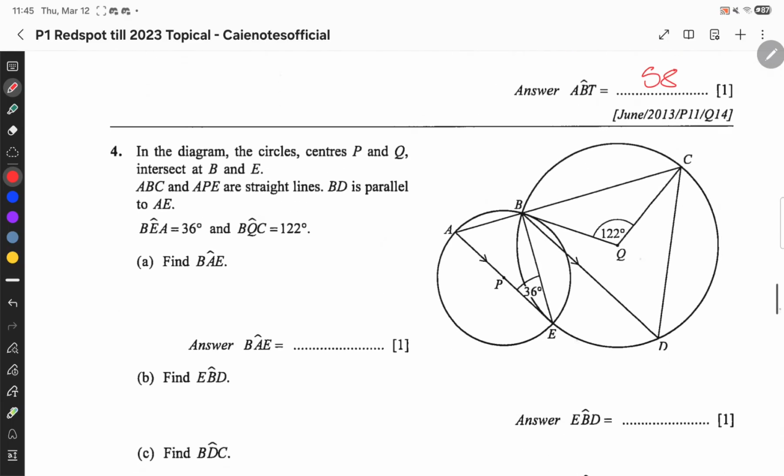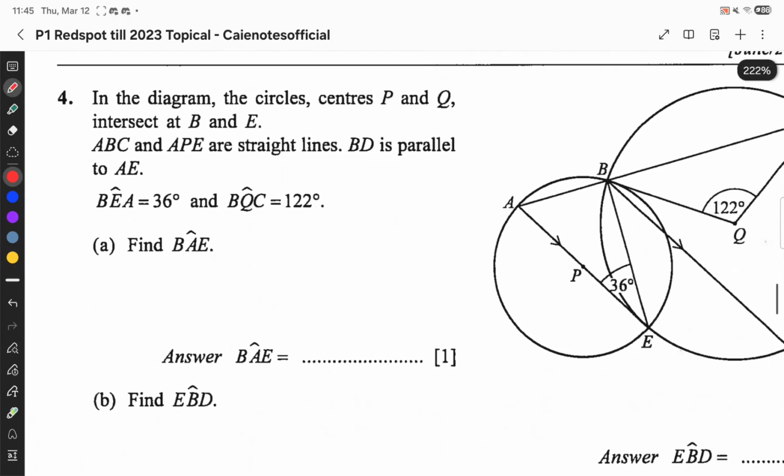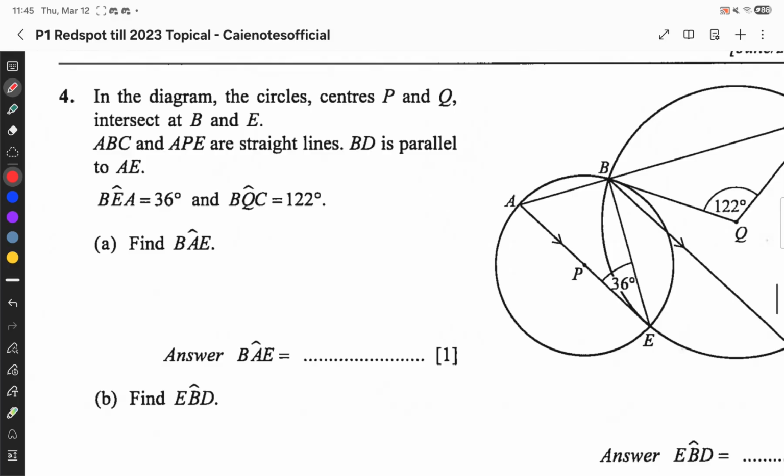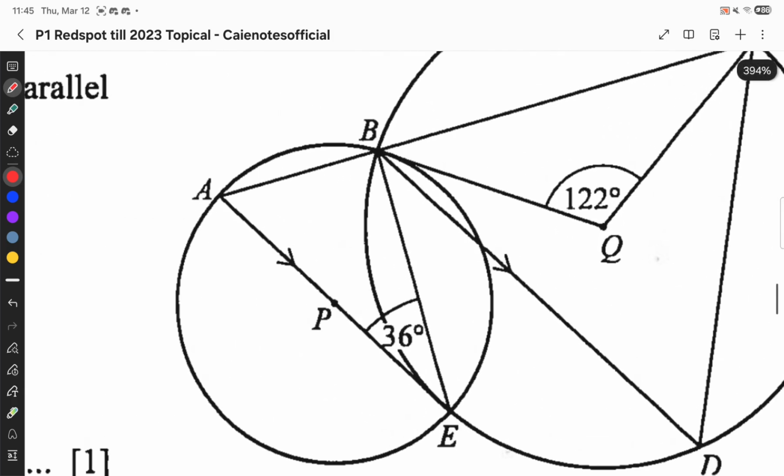Nice. Next is a scary question, but don't worry, be not afraid. First, the straight lines are parallel. This parallel line means we will use it. Every piece of information in the question is given so that you can solve it. That is the great thing about Cambridge. First find BAE.